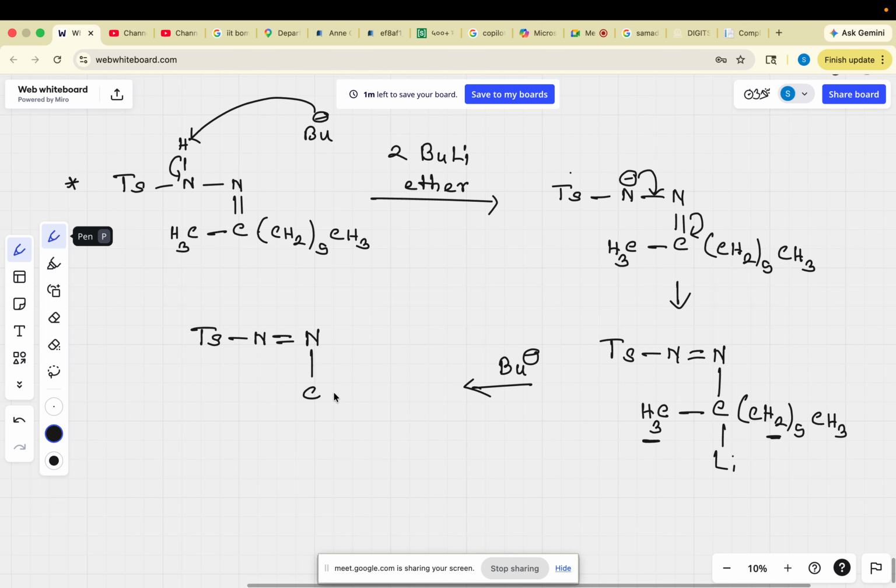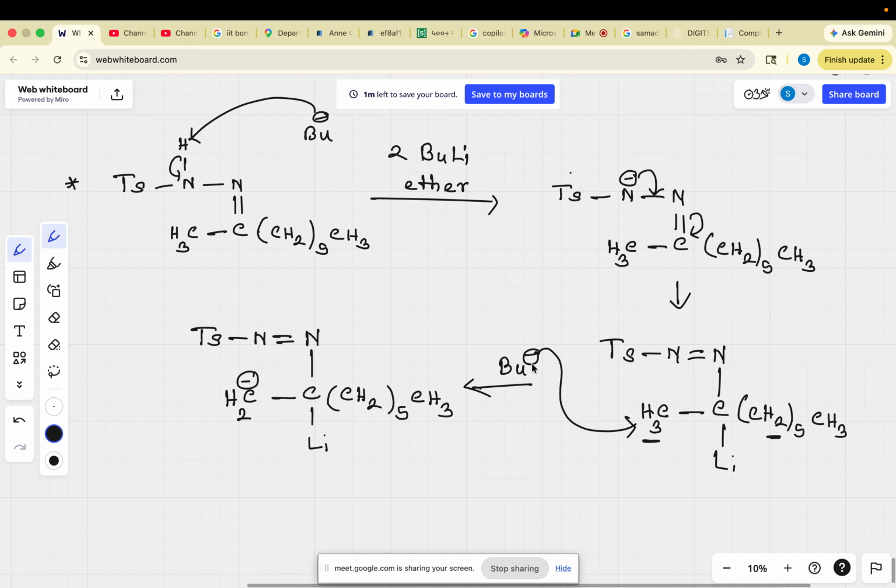Fine, right? Okay, fine. So if you use another equivalent of butyl lithium, so that time the butyl lithium will abstract the proton from this side. Why? What is the reason? From which side will butyl minus abstract the proton, left side or right hand side? Left hand side, right? Why? What is the reason?